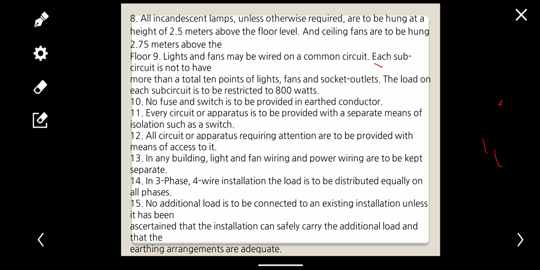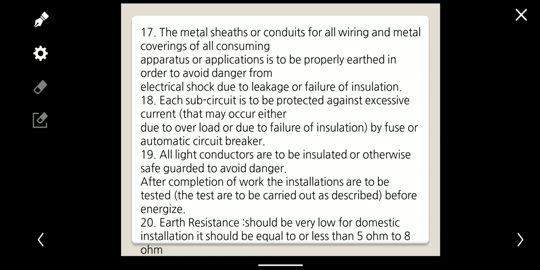And next, no additional load is to be connected to an existing installation unless it has been ascertained that the installation can safely carry the additional load and that the earthing arrangement is adequate. The next rule is that the metal sheath or conduit of all the wiring and the metal covering of all the consuming apparatus or appliances is to be properly earthed in order to avoid the danger of electric shock due to leakage or failure of insulation. The next is each sub-circuit is to be protected against excessive current that may occur either due to overload or due to failure of insulation by use of an automatic circuit breaker.